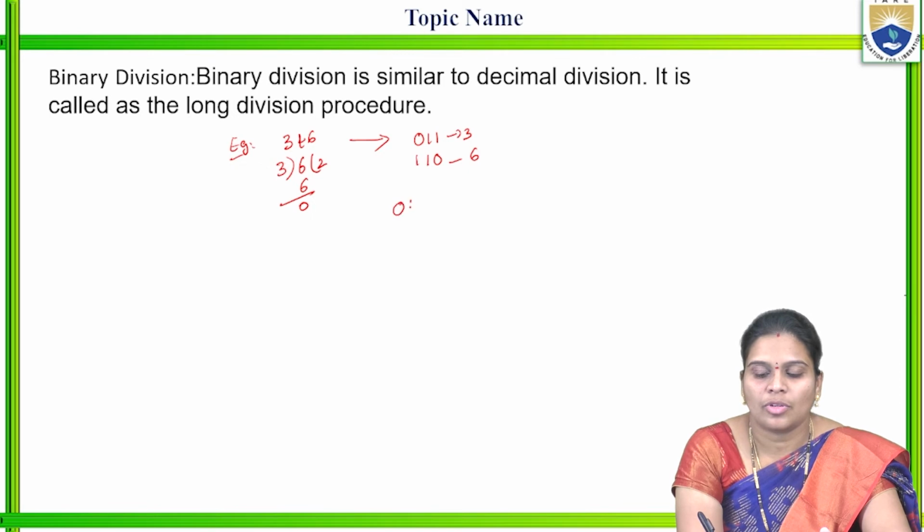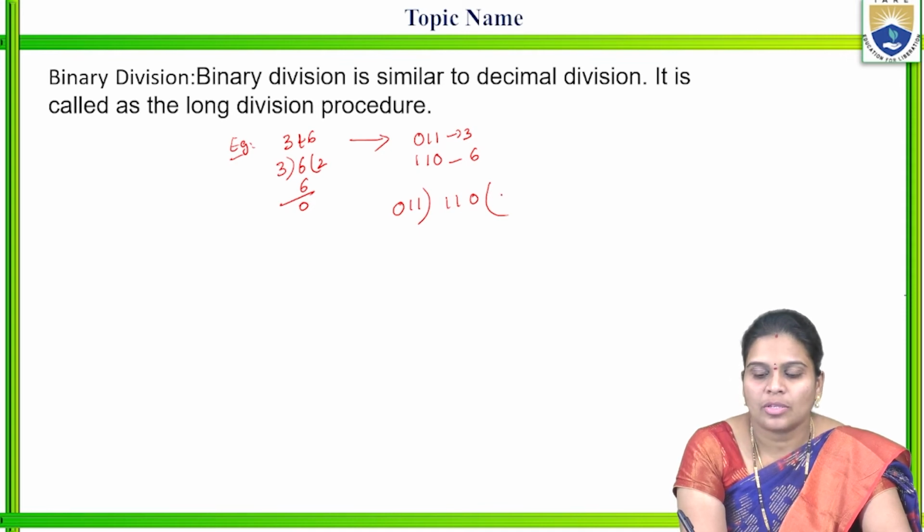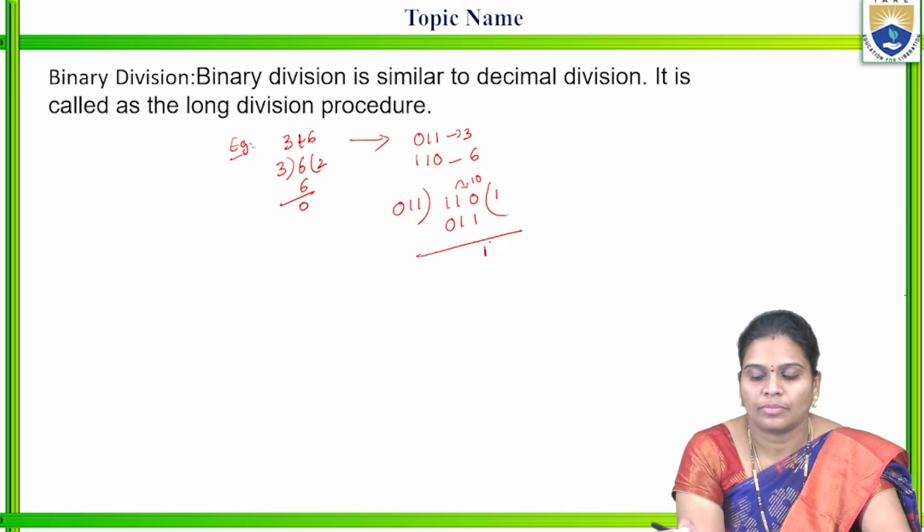So 0, 1, 1 into 1, 1, 0. It will be multiplied with the 1 and 0. First multiply with the 1: 0, 1, 1 times 1 is 0, 1, 1. Here we are subtracting these two values. 0 minus 1 is not possible, so here we take the borrow from this one. So 1 only. Again here we have the 0 only.